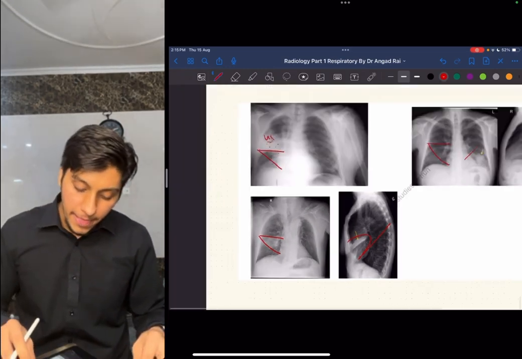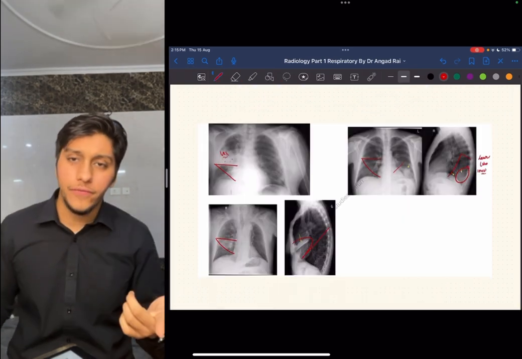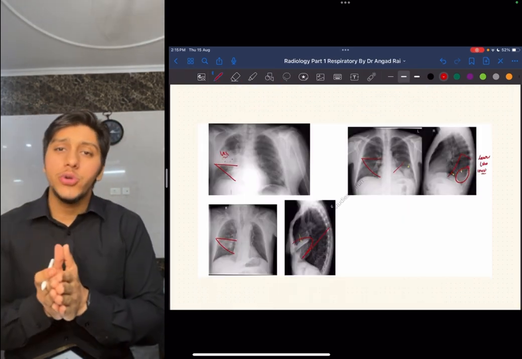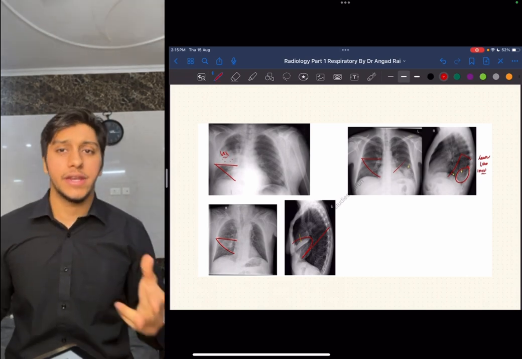Okay, so that is all for this video with respect to pneumothorax, pleural effusion, and consolidations. How do you distinguish between blackout lungs, whiteout lungs, air bronchogram sign, and much more.